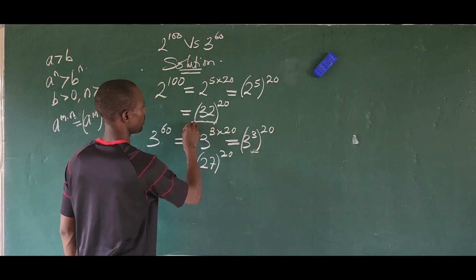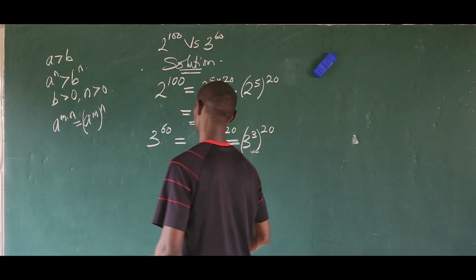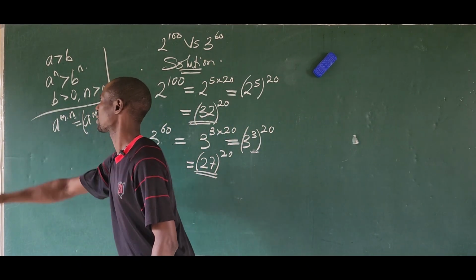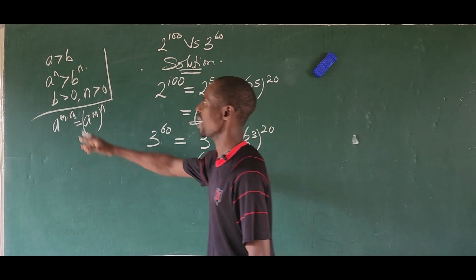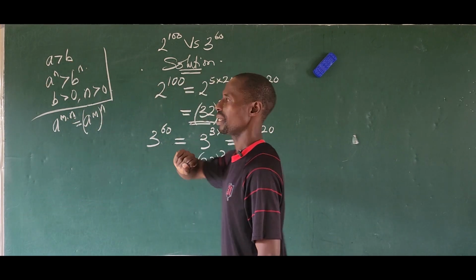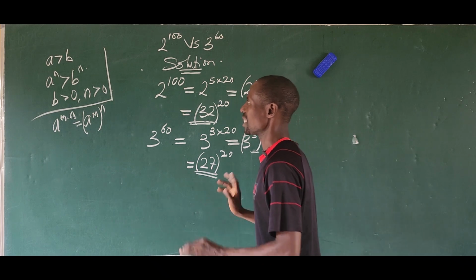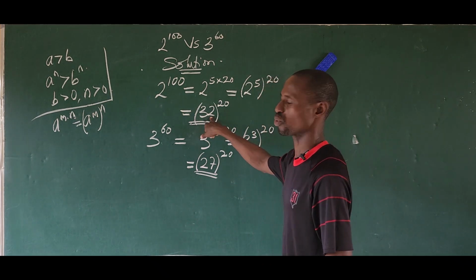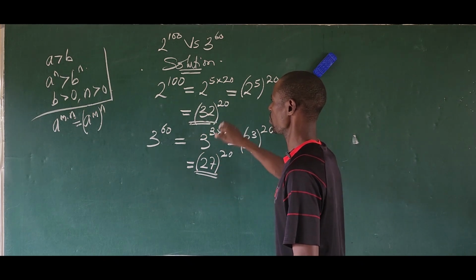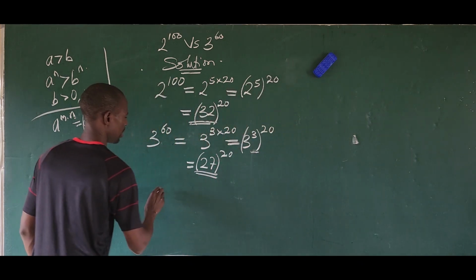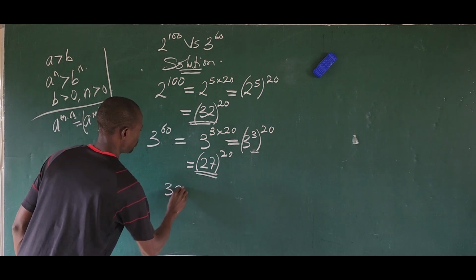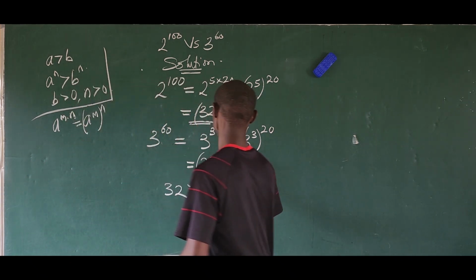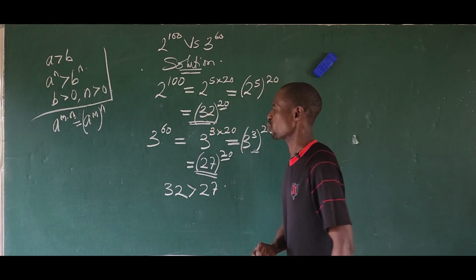So thank God we'll be able to strike a deal. Now let's go to our property that we just outlined here. We say that if A is greater than B, then A to the power of N is greater than B to the power of N. So let's check our A and B. Our A here is 32 and our B here is 27. So 32 is greater than 27, and they both have the same exponent, 20.